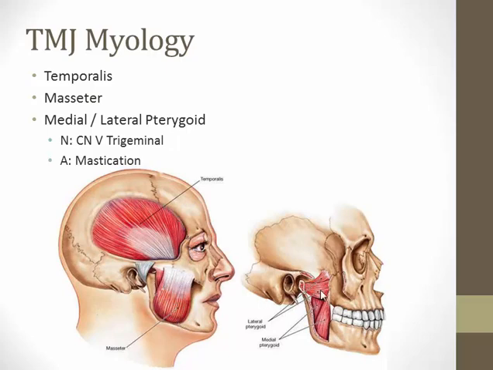And you have smaller, much deeper muscles known as the medial and lateral pterygoid muscles. They also work together to close your jaw. For these four muscles, you don't have to remember origin and insertion. The only thing I want you to know is innervation and action. All these muscles are innervated by cranial nerve number 5, trigeminal, and the action is mastication, chewing.